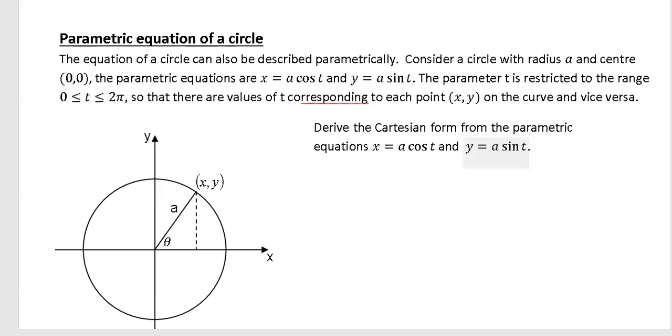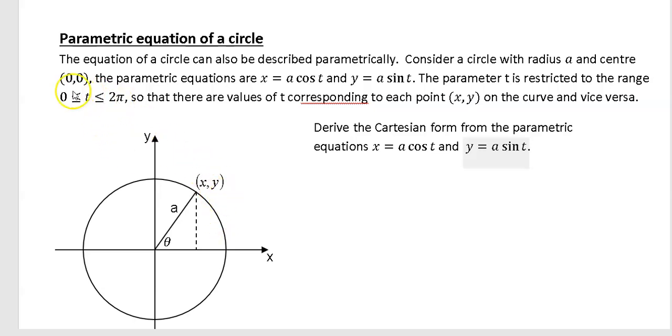So the equation of a circle can also be described parametrically. Consider a circle with radius a and center at the origin. The parametric equations are x equals a cos t and y equals a sin t. The parameter t, normally by the way folks use theta for this, is restricted to the range 0 is less than or equal to t is less than or equal to 2 pi.